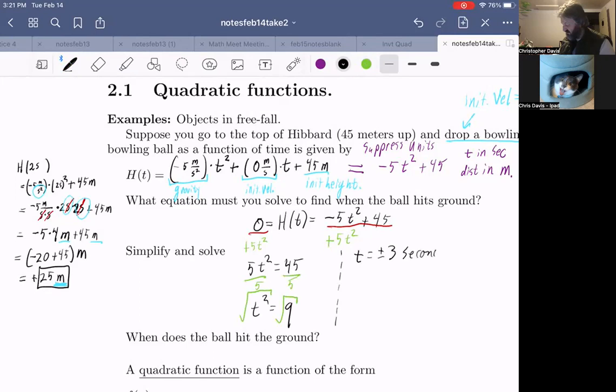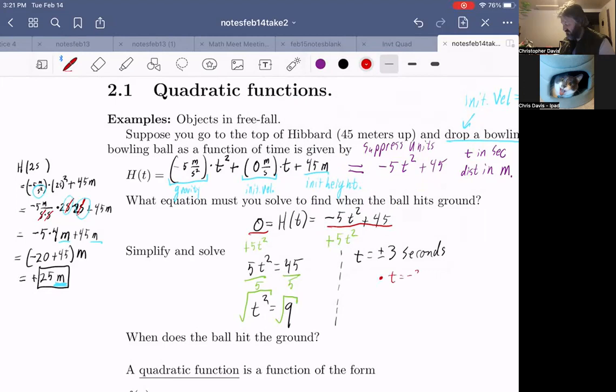And now I'll remember, time is supposed to be measured in seconds. That's the downside of suppressing all the units. You just have to remember at the end to put the units back. T equals 3 is not the answer. T equals 3 seconds is. And you'll notice I just said 3 seconds instead of plus or minus 3 seconds. Let's think about why not minus.